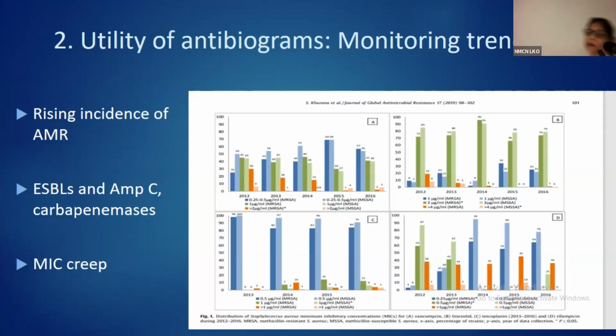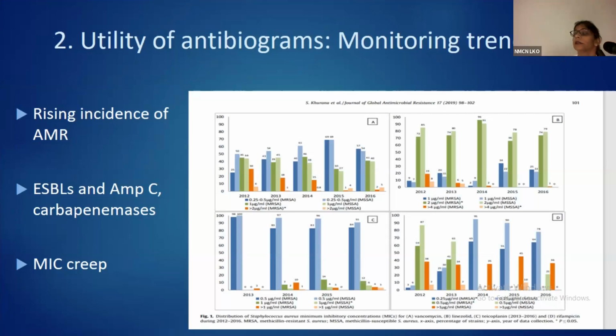The second use of antibiograms is monitoring trends of antimicrobial resistance. We know that the incidence of antimicrobial resistance is increasing, and we have so many new resistance mechanisms, and the older ones, especially the beta-lactamases, AmpC and carbapenemases, are increasing.